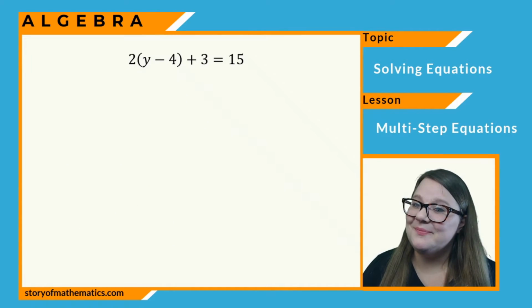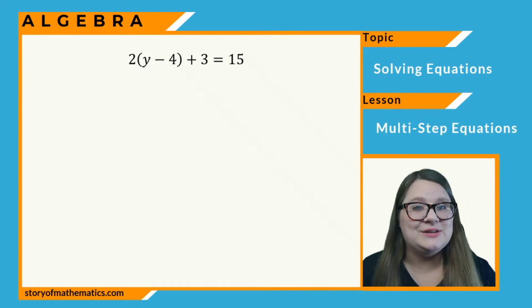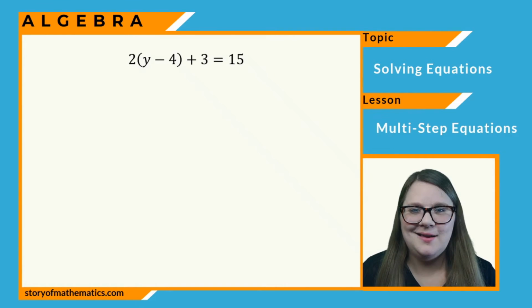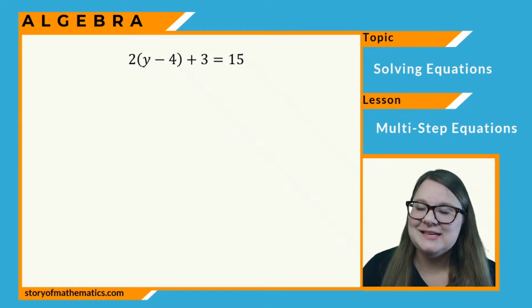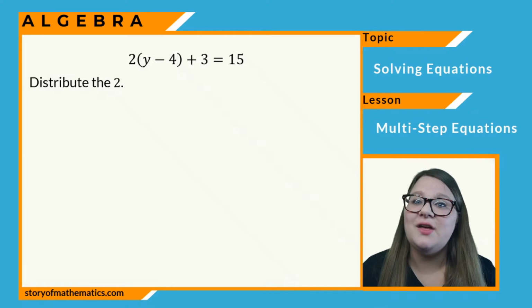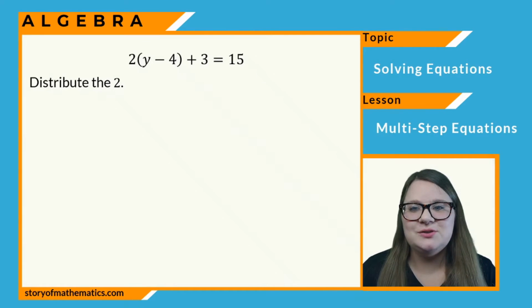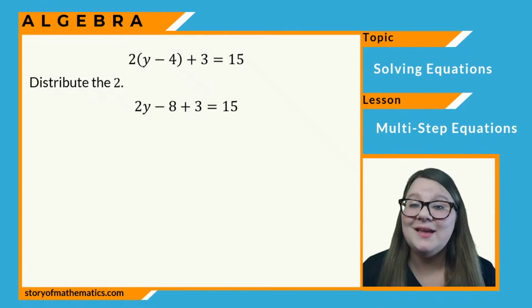How about another example? This one is 2 times (y minus 4) plus 3 equals 15. Oh, you notice what's different about this one? It's that it has parentheses. That means we will start with distributing. In this case, we're distributing the 2. So 2 times y is 2y, and 2 times negative 4 is negative 8. That gives me the equation 2y minus 8 plus 3 equals 15.